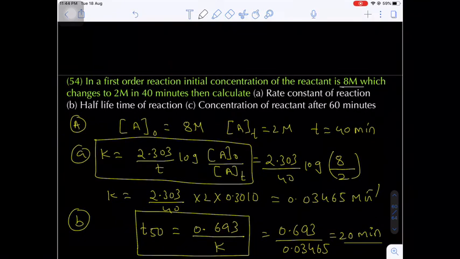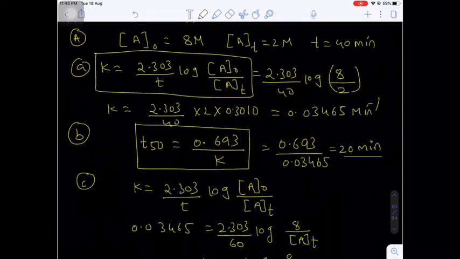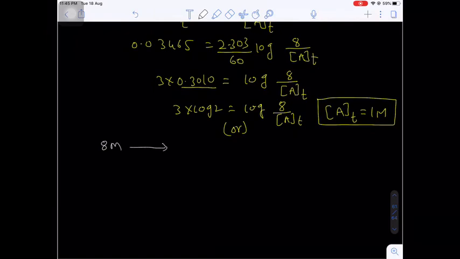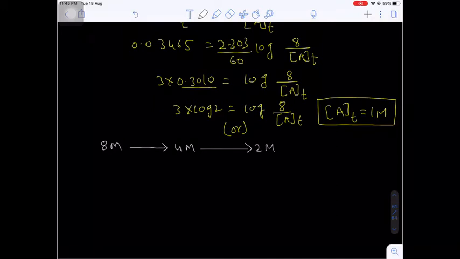8 molar. Now it becomes 2 molar in how many minutes? 40 minutes. Let's suppose initially I am taking 8 molar. 8 molar reduces to 50%, 4 molar. First half-life. From the 4 molar it is reduced again to 50%, that will be the 2 molar. How much time is consumed here? Total 40 minutes.